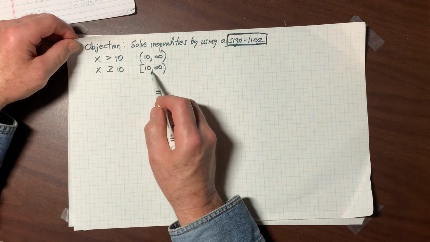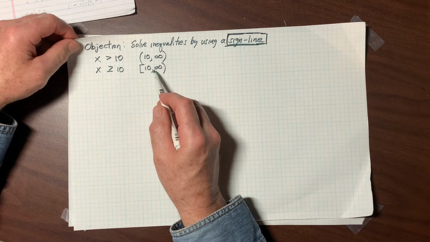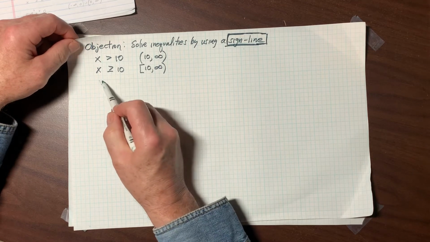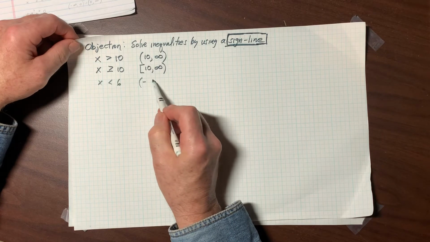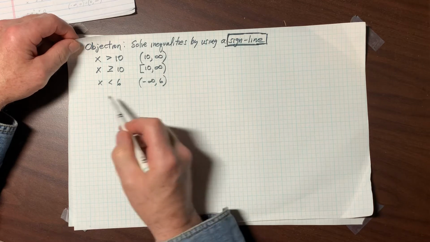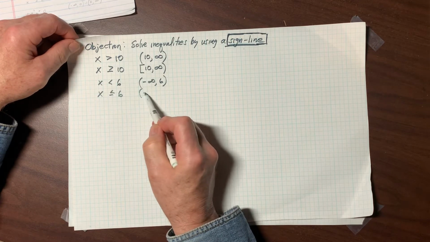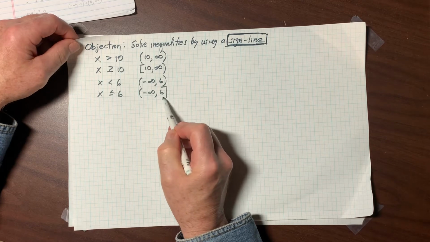And we did that a lot when we were discussing the domain and the range for our trig functions, but I just wanted to remind you of that. And then, of course, if you have x is, say, less than 6, we're going to go parentheses, negative infinity to 6, parenthesis. If it's x is less than or equal to 6, then we would go from negative infinity, and we want to include 6 by putting the square bracket.